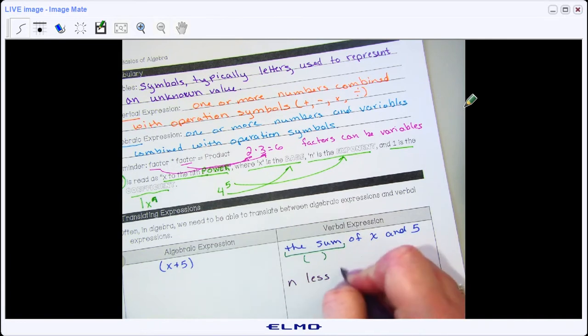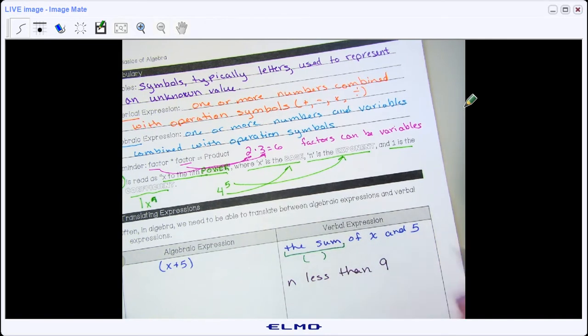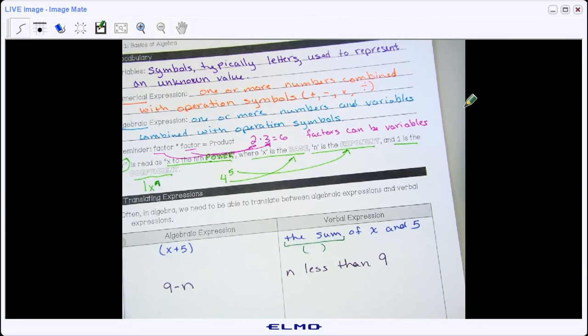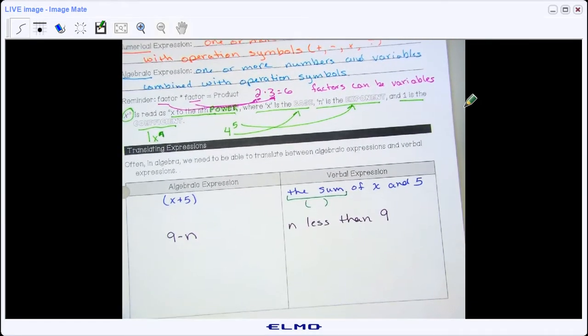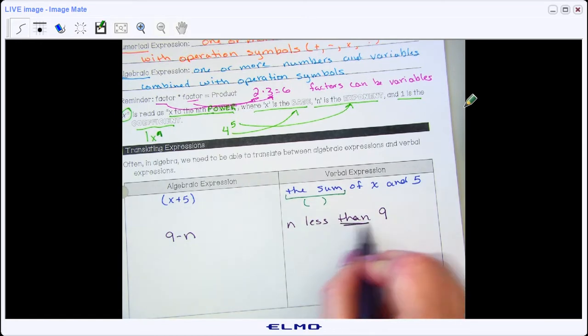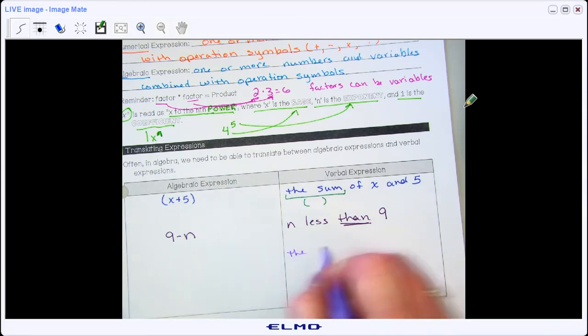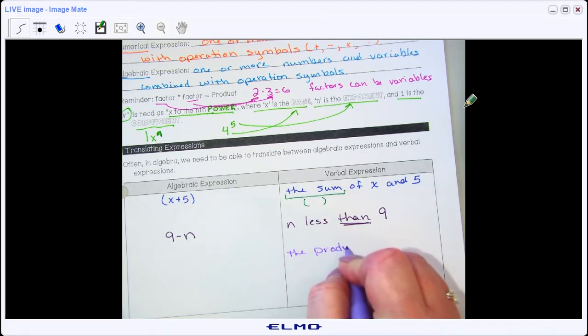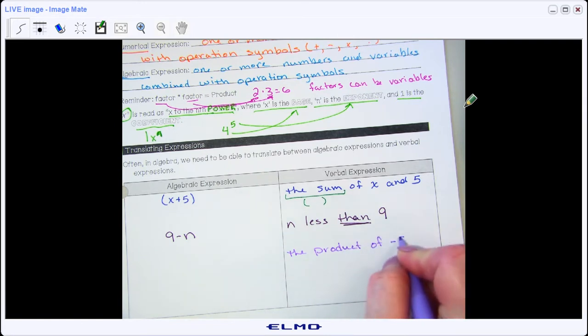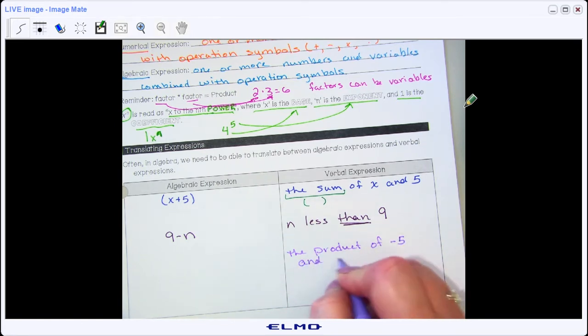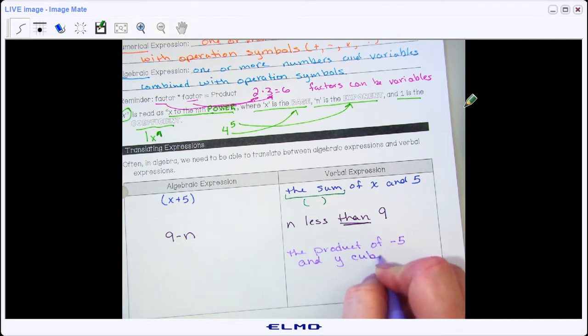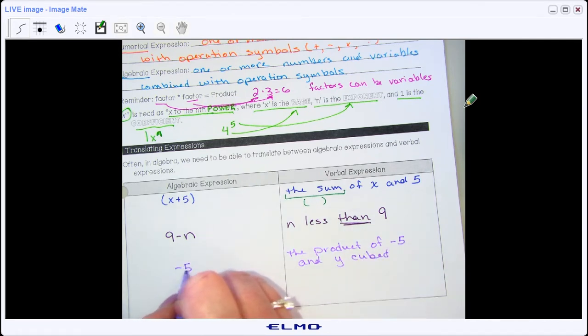So let's see here. N less than 9 is my verbal. Algebraically, I would write that as 9 and then minus n. We'll talk about why that word than right there, that's a special word. The product of negative 5 and y cubed algebraically would be negative 5 y to the third.